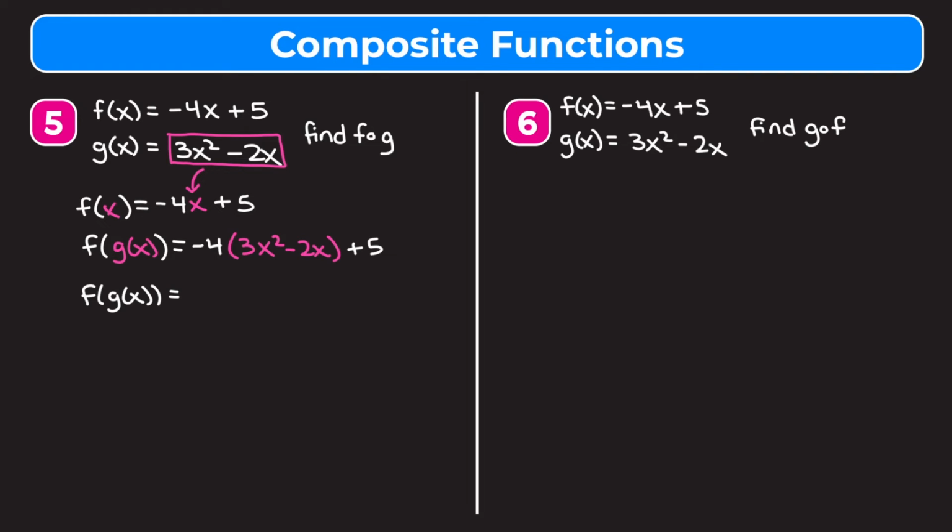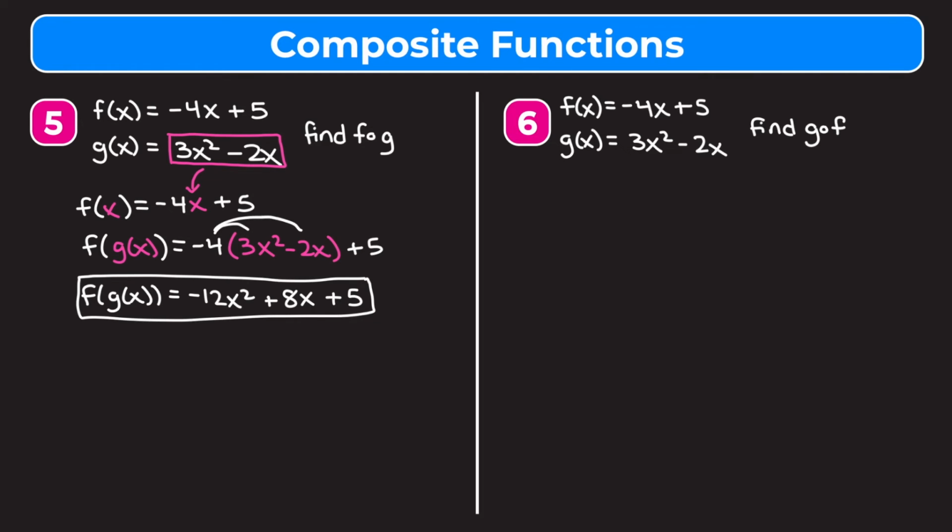So I want to distribute this negative 4 in. So negative 4 times 3x squared is negative 12x squared. Negative 4 times a negative 2x is going to give me a positive 8x. And then I have plus 5. And there's no like terms, so this is my answer.